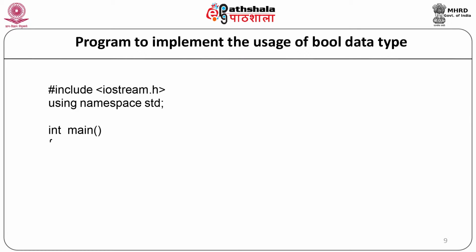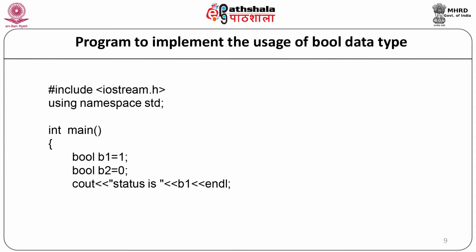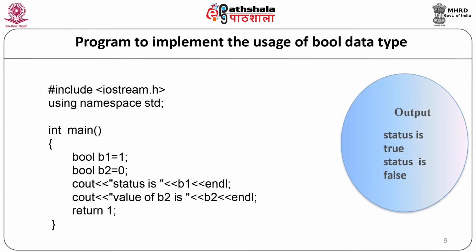int main. We are displaying two boolean variables, bool b1 equal to 1, bool b2 equal to 0, and we are displaying the values as cout, the status is the value of b1, cout, value of b2 is the value of b2, and the main program ends. When the above code is compiled and executed, it produces the result as status is true and the second is value of b2 is false.